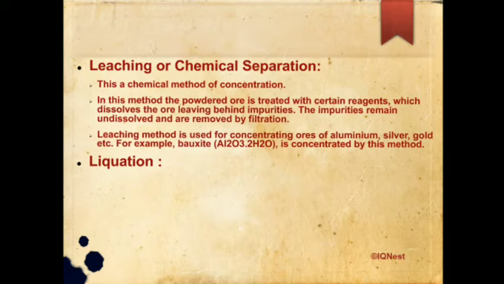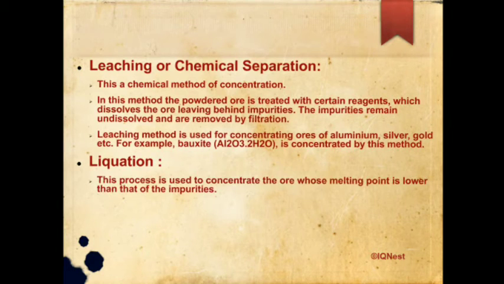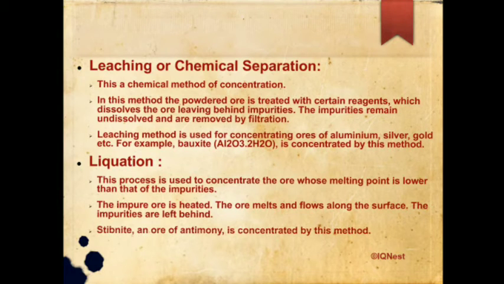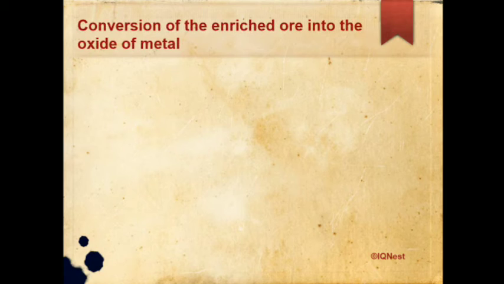The next separation method is liquefaction. This process is used to concentrate the ores whose melting point is lower than that of the impurities. The impure ore is heated, the ore melts and flows along the surface, and the impurities are left behind. Stibnite, an ore of antimony, is concentrated by this method. So that was the liquefaction method.